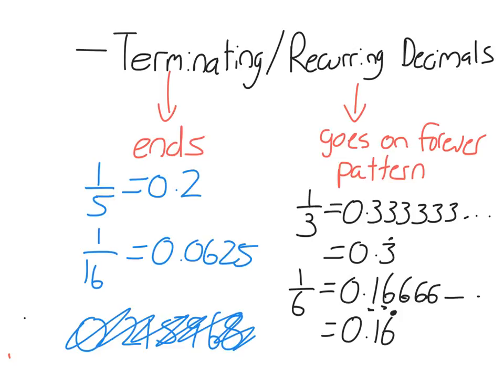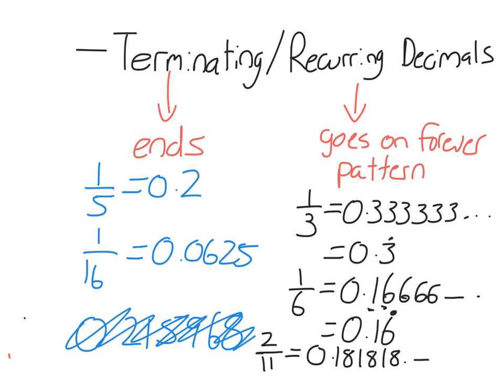The first number is a 1 and every number thereafter is a 6. Sometimes you'll have more than one number in the pattern. So if you were to put on your calculator the number 2 over 11, that has a recurring decimal because it's 0.181818 and goes on forever.